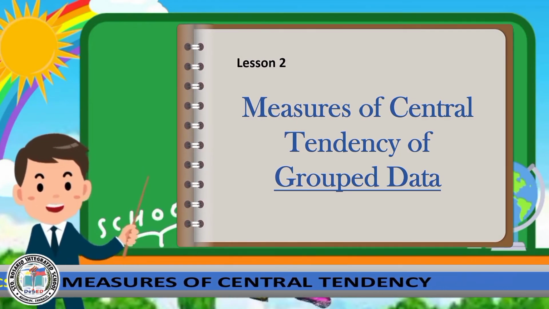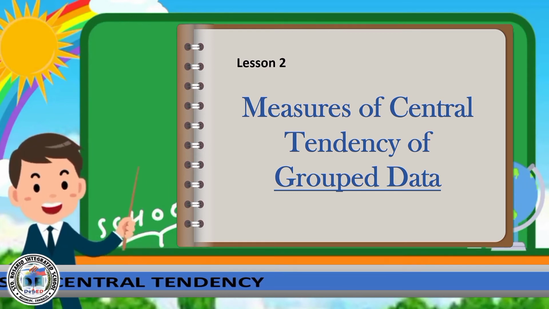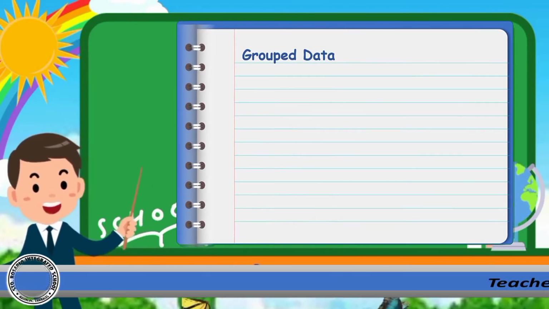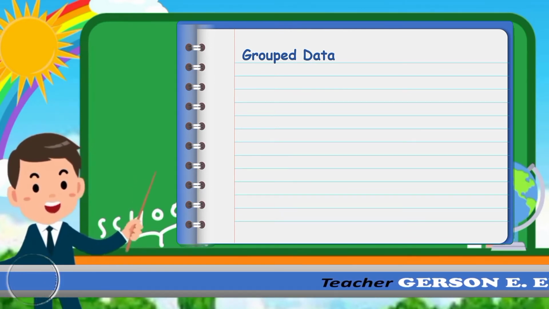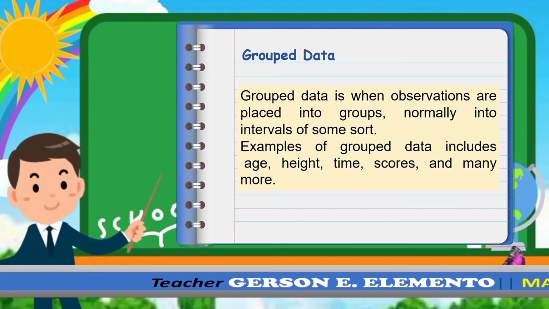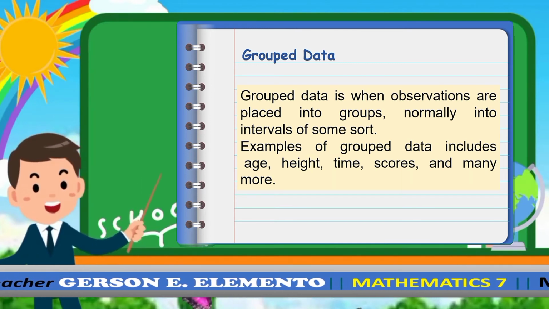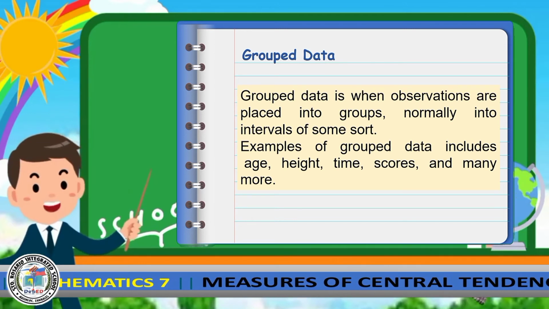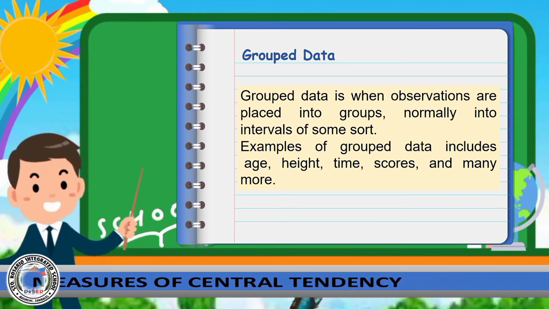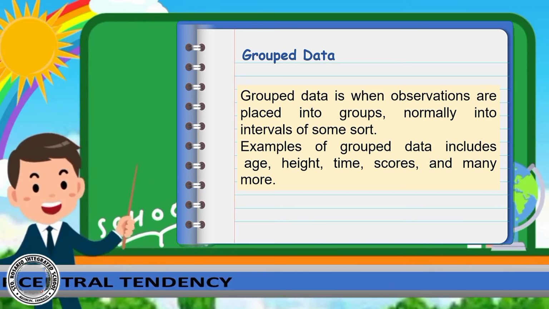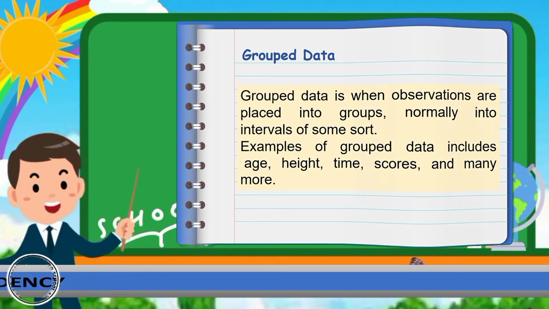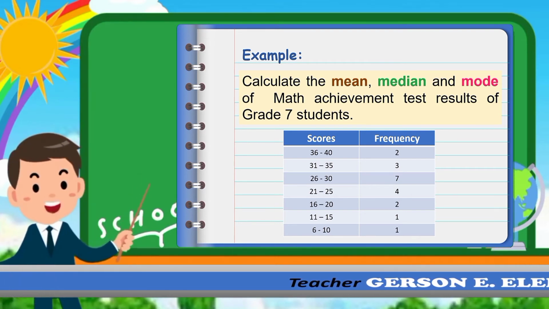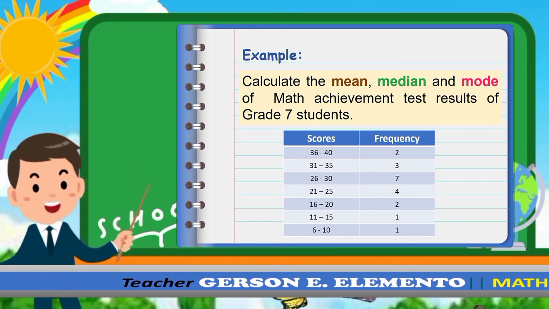Let us now proceed to Lesson 2. Measures of central tendency of group data. Let us first define group data. Group data is when observations are placed into groups, normally into intervals of some sort. Examples of group data include age, height, time, scores, and many more. Example: calculate the mean, median, and mode of mathematics achievement test of grade 7 students. Refer to the table.